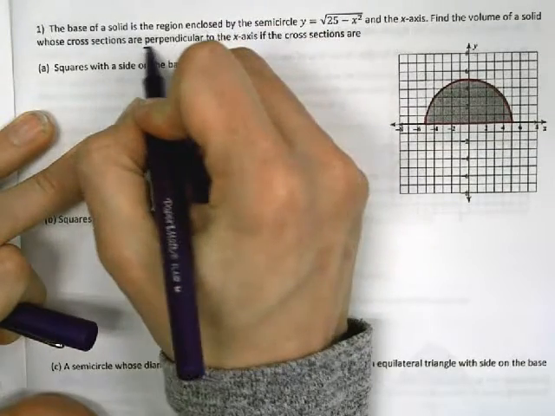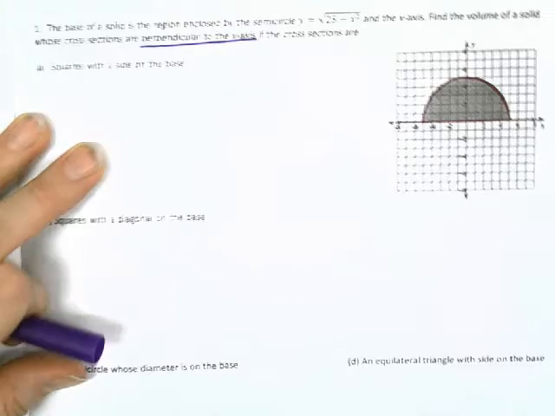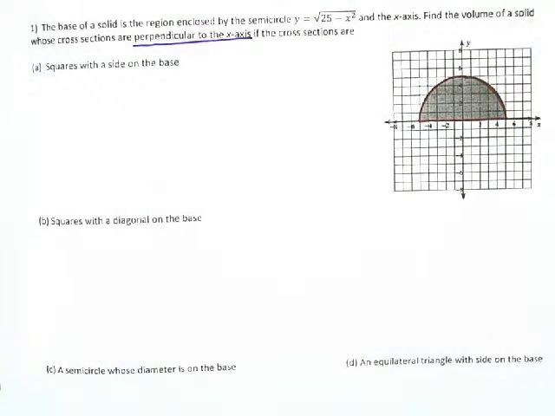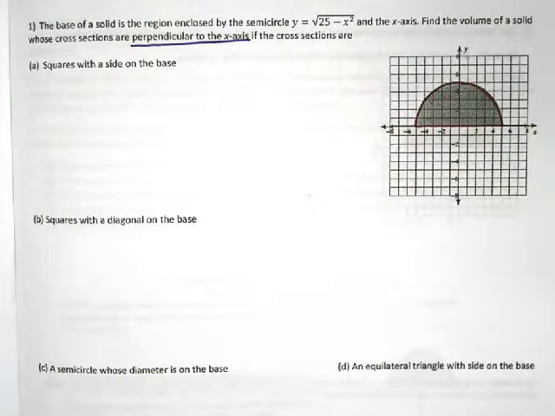Okay, now we're going to find the volume of a solid whose cross sections are perpendicular to the x-axis, I should say. So we know we're going to set up our integral with respect to x, and now we're going to find that volume if we're given these different cross sections. So here we go. I'm going to get some colors here.